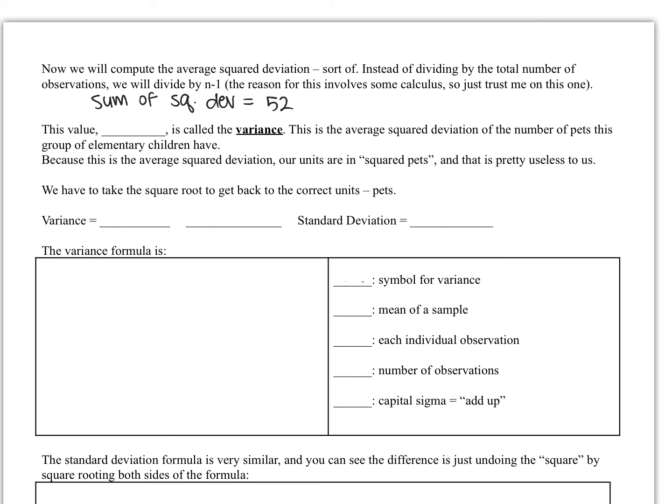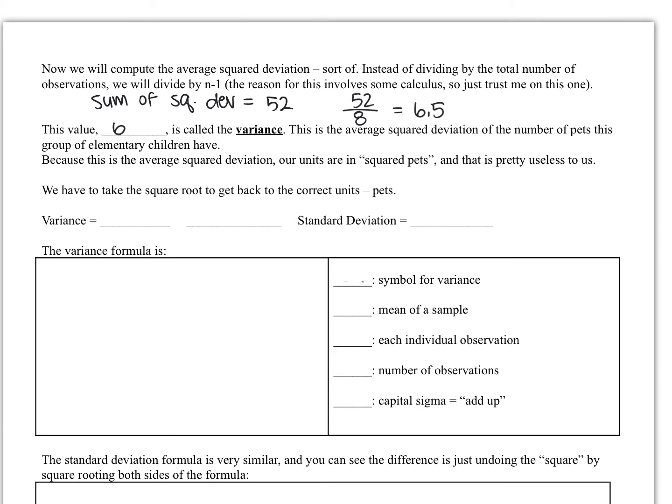I'm not going to go into the reason behind it, but I can tell you that for samples, we will always divide by n minus 1 with standard deviation. There is something called population standard deviation if you were looking at all of the data, and that involves dividing by n. But when you're looking at a sample of data, you have to divide by n minus 1. So in this case, that means dividing by 8, because there are 9 numbers, 9 minus 1 is 8, and that gives us 6.5.